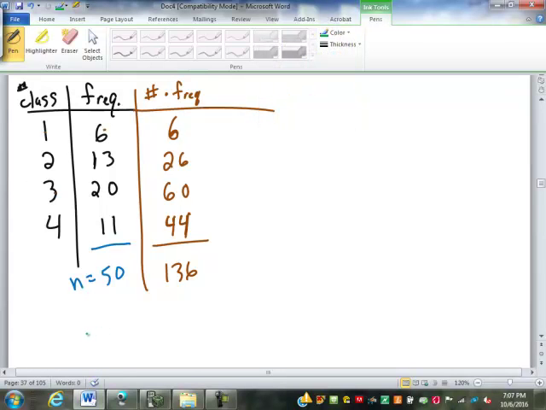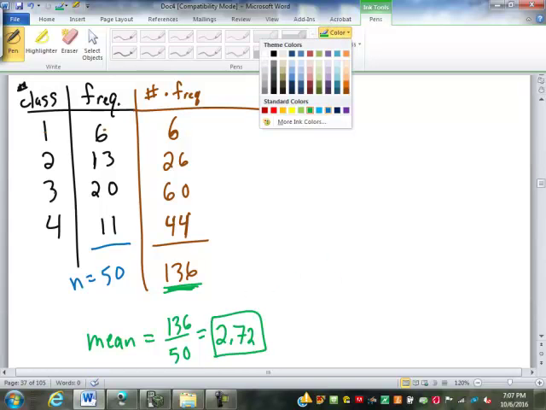How did we use that to find the mean? The mean is basically the same idea. If I listed all 50 of these numbers out and added them up, the 136 is their total. So it's the total divided by the number that are there. So 136 divided by 50 is 2.72, correct? That is our mean.